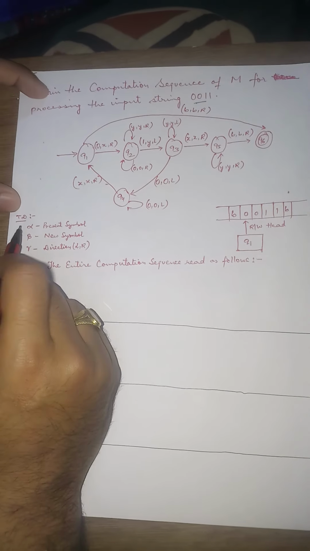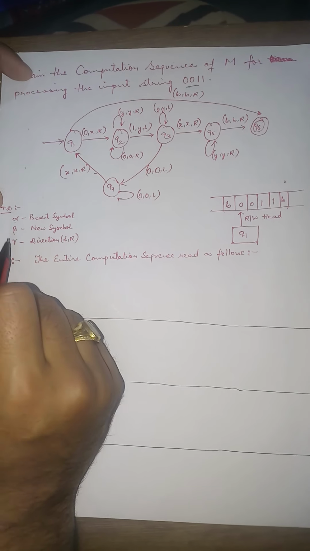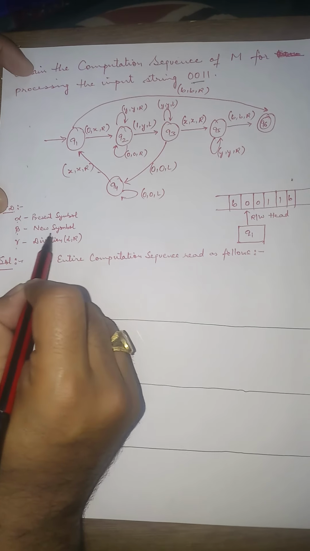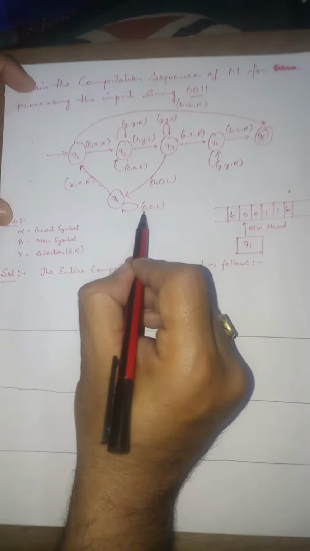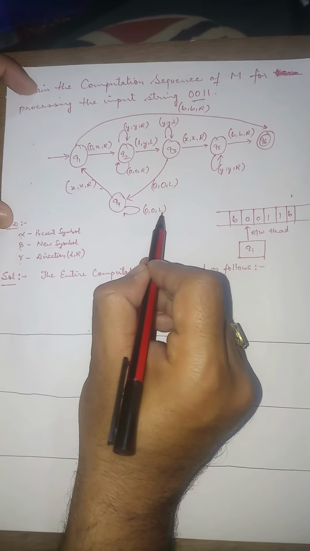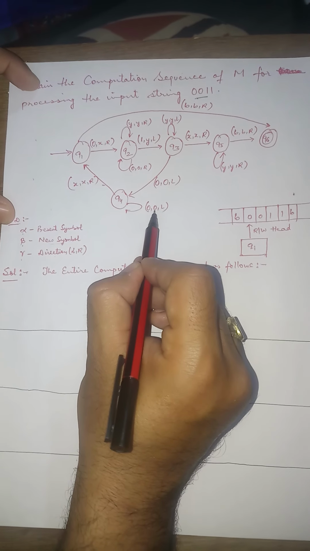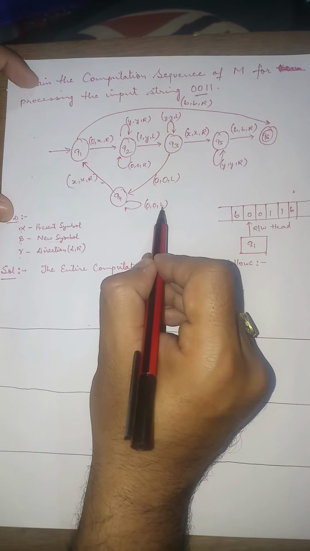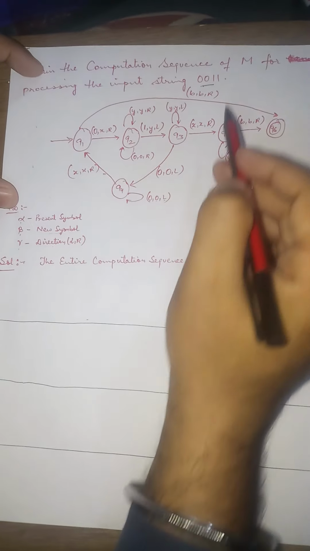According to the definition of the transition diagram, we have the string alpha, beta, gamma, where alpha represents the present symbol, beta represents the new symbol, and gamma represents the direction. Take any move, like 0 0 L. Here the first 0 means the present symbol, the next 0 means the new symbol which will replace this 0, and L is the direction. That means you have to move left. So let's start with the string which is given to you.